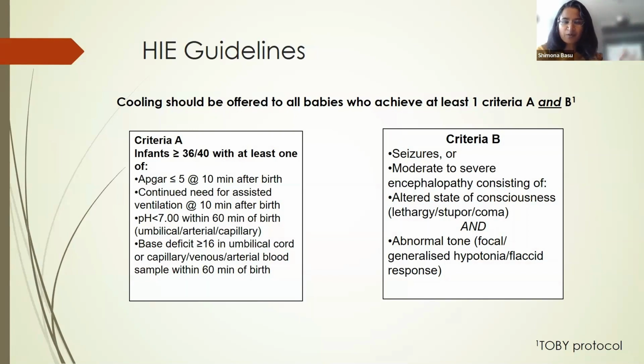So criteria A is pretty objective, straightforward. Criteria B is a little bit more subjective, and I'll go into more detail about that in my next slide. So you either need to have seizures or evidence of moderate to severe encephalopathy. That's where you've got an altered state of consciousness and evidence of abnormal tone.